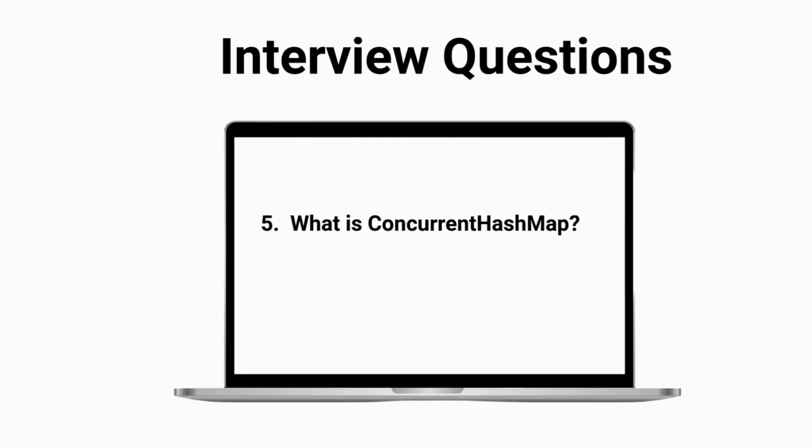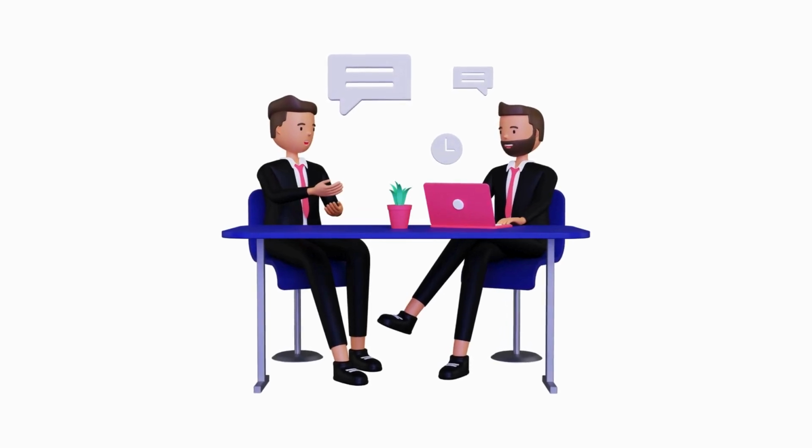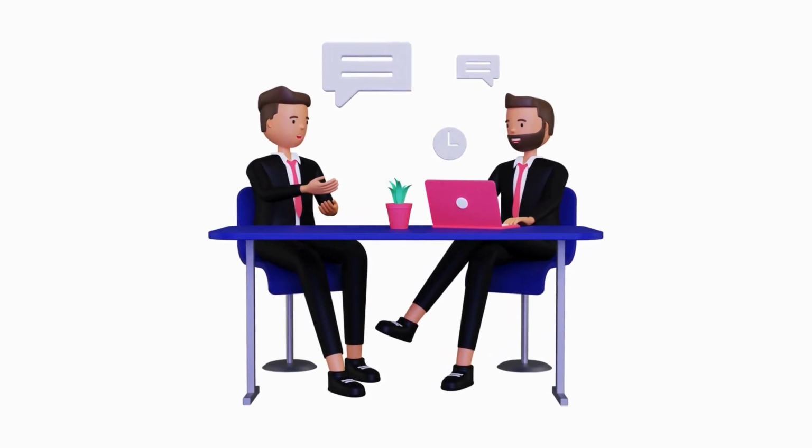And the fifth question, what is concurrent hash map? Like we told you before, hash map is not synchronized, right? But if we need to handle this thread safe using the hash map, we can go with the concurrent hash map, because a concurrent hash map is a thread safe version of hash map used in multi-threading environments without locking the entire map. This is how you can confidently answer these commonly asked Java interview questions with real-world examples.